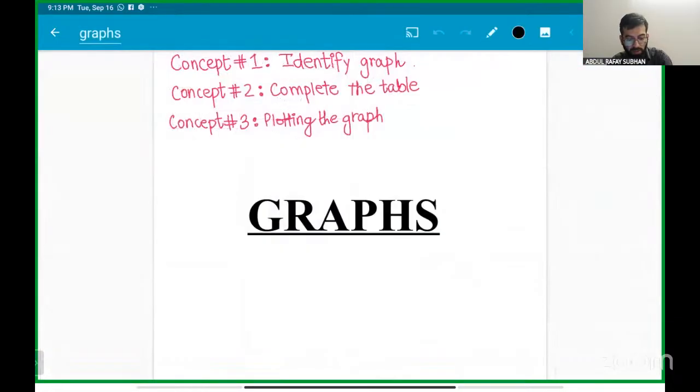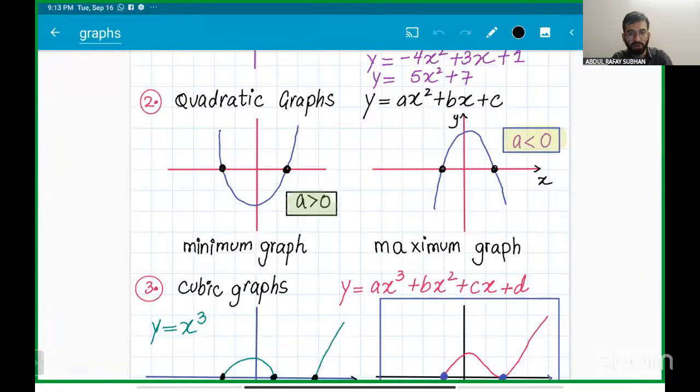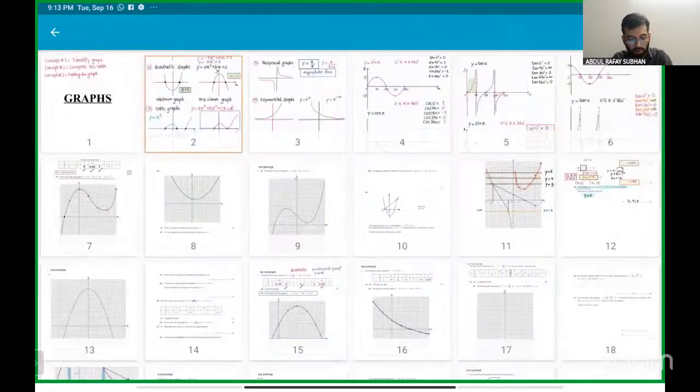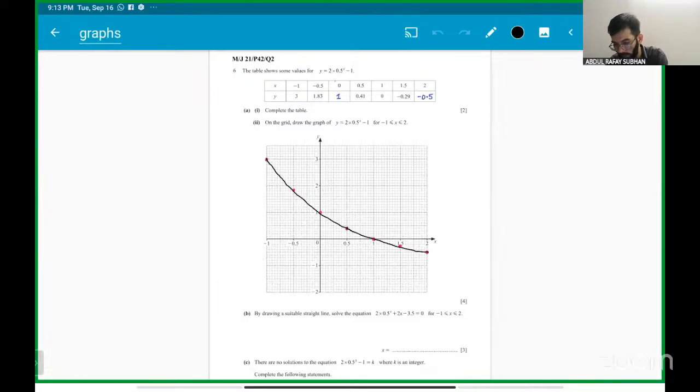Concept number one is nothing, just identifying of the graphs. I'll share the recording so you can do it again. Just 15 to 20 minutes you have to spend and you'll understand what is concept number one. It's not difficult. Is everyone getting it? Clear? Understood?